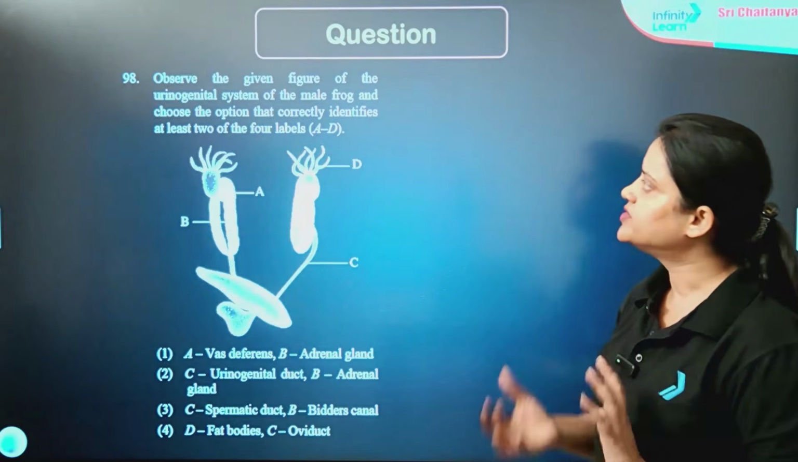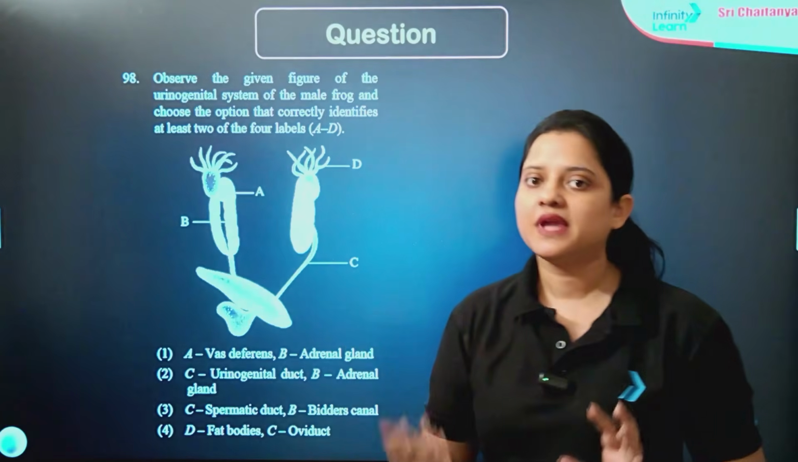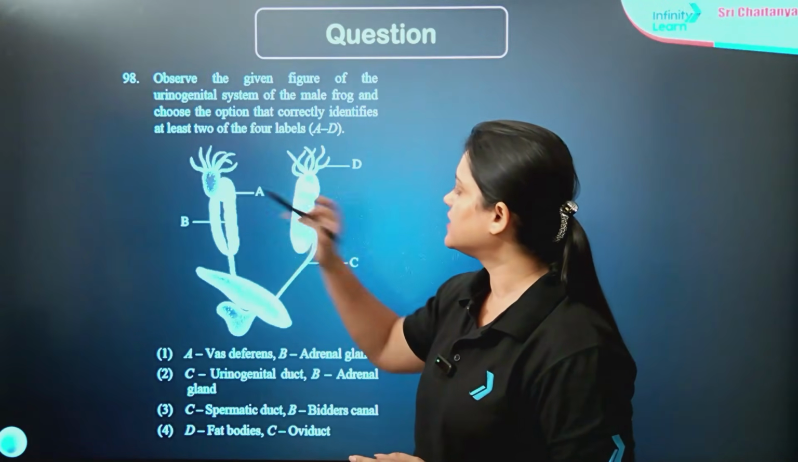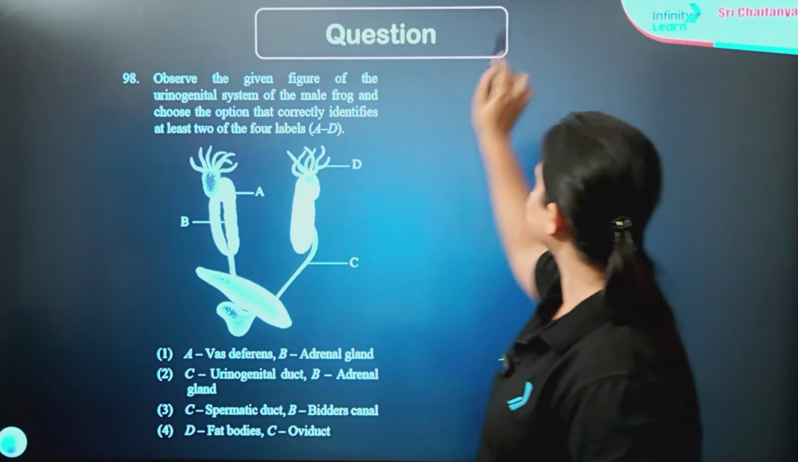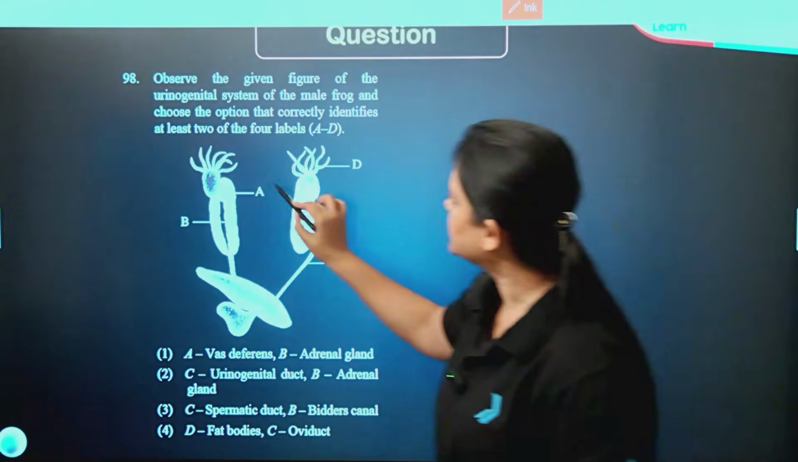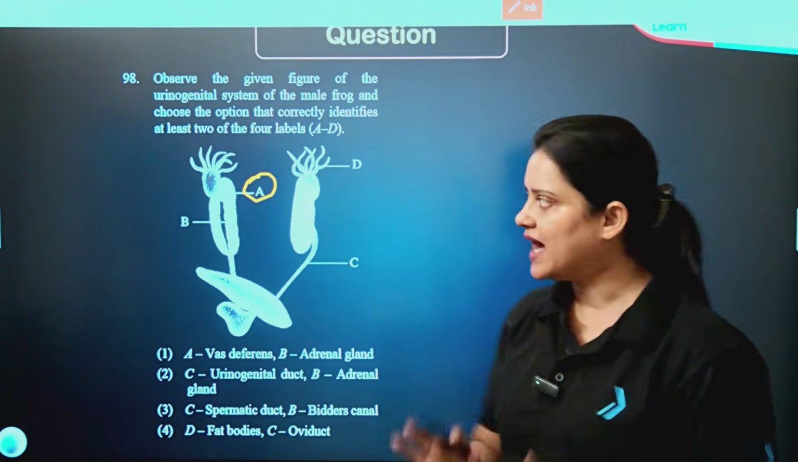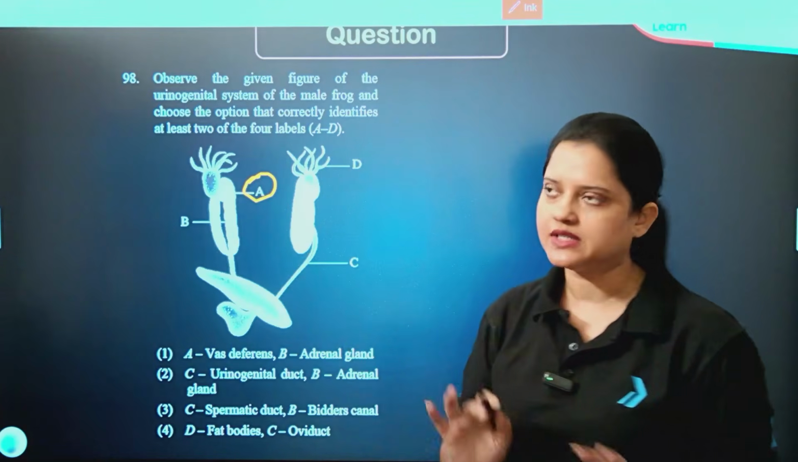Next one. Observe the given figure. This is the reproductive system of a male frog, right? As you can see, there is the kidney, and there are testes and fat bodies. Now what is this? This is the kidney, right? So A should be kidney. Coming to B, B will be the adrenal gland. Remember that. D is fat bodies and C will be urinogenital duct.